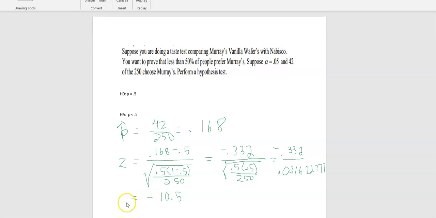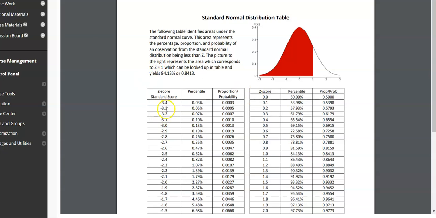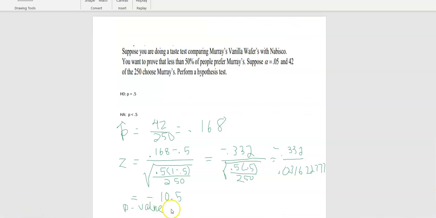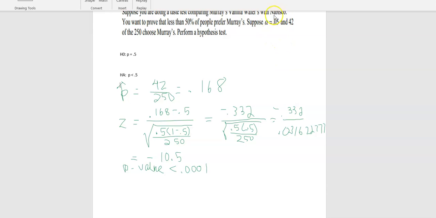Now if I look that up on the chart, and let's notice this is a less than, so what I look up on the chart is my p-value. So I'm going to go ahead and write down p-value here. But we're going to look up negative 10.5. And like our first example, notice that negative 10.5 is way off the chart, which means our probability, or our p-value, is less than 0.0001. It's a very tiny p-value, so it's less than 0.0001.